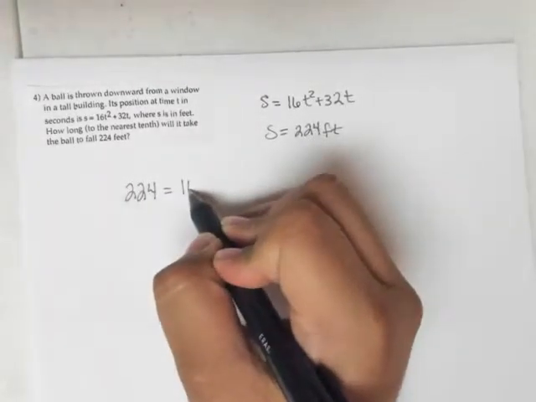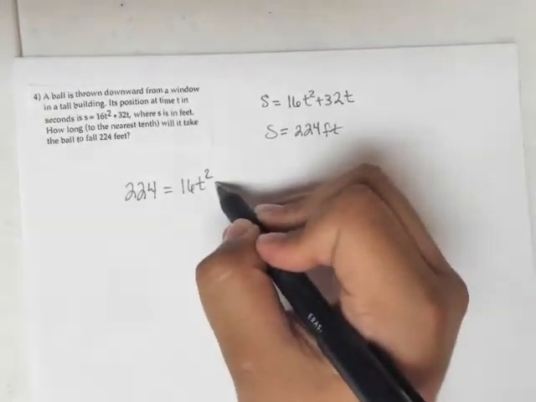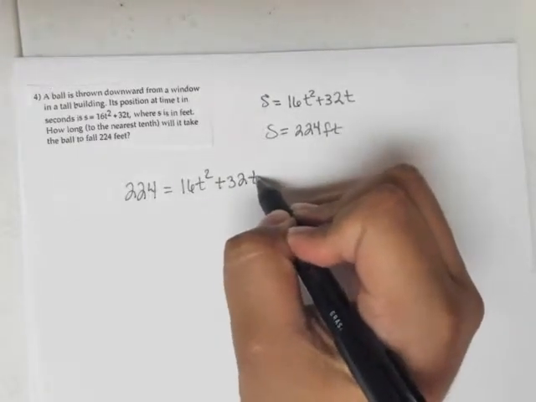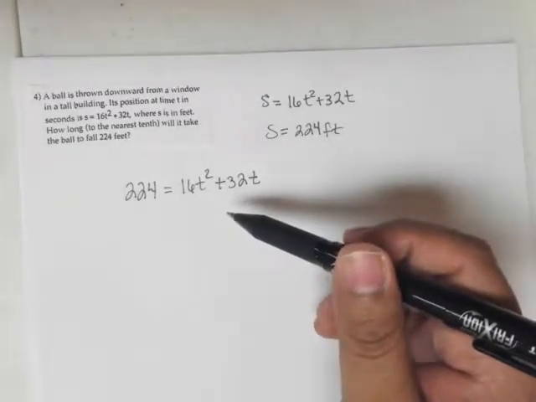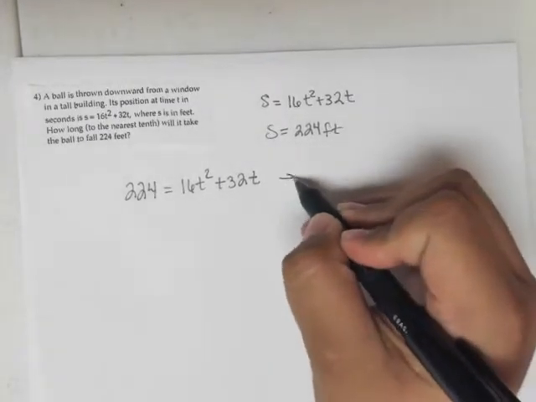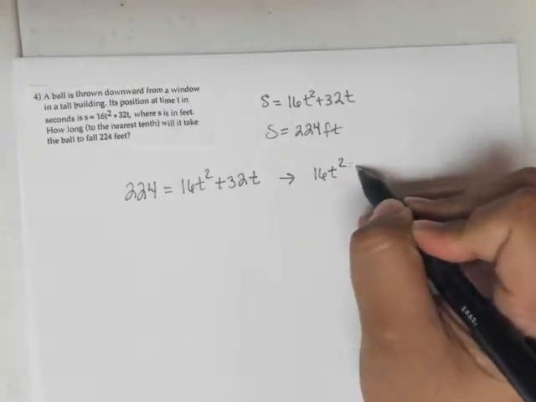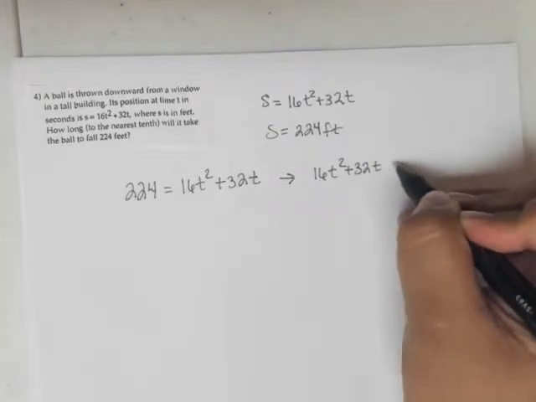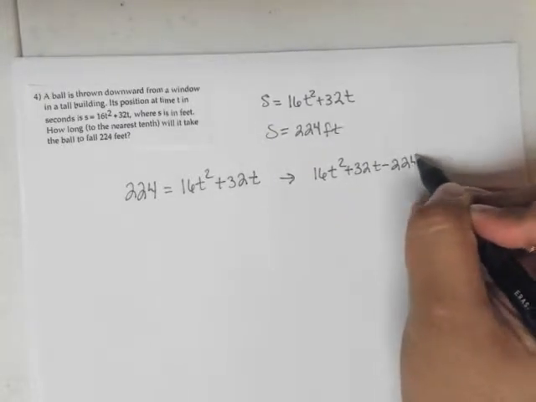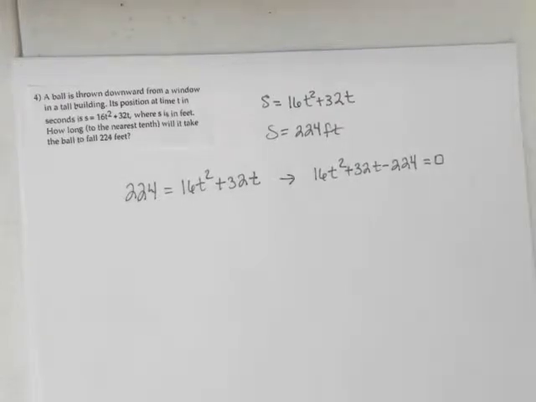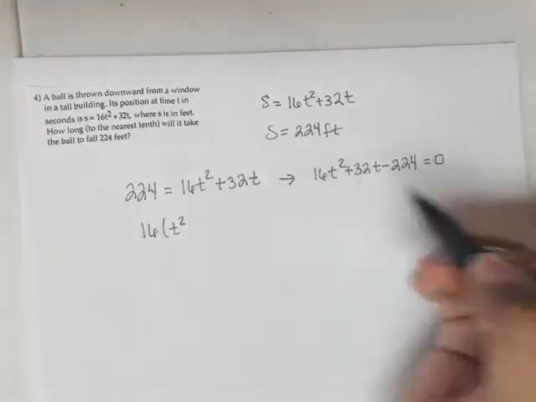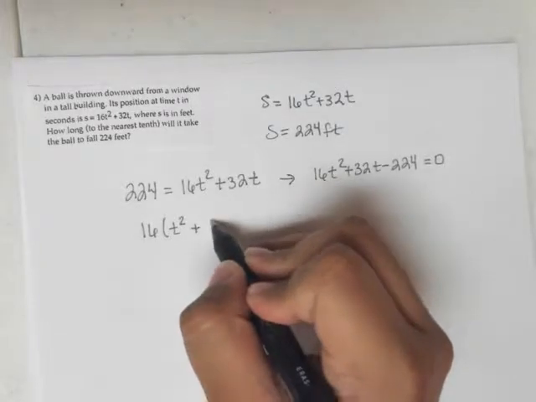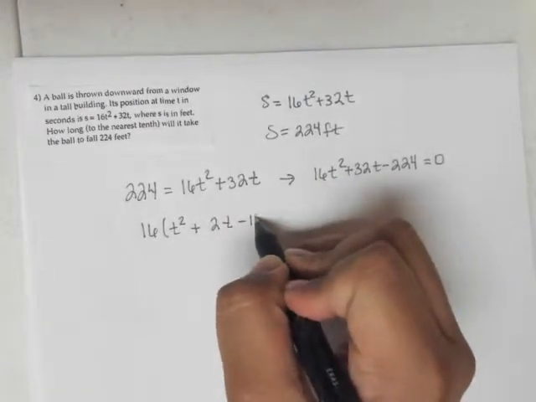224 equals 16t squared plus 32t. So there it is. Now what we're going to do is get this equal to 0 and rewrite it. 16t squared plus 32t minus 224 equals 0. Now what I'm going to do next is factor out the greatest common factor, which is 16. And I've got t squared plus 2t minus 14.